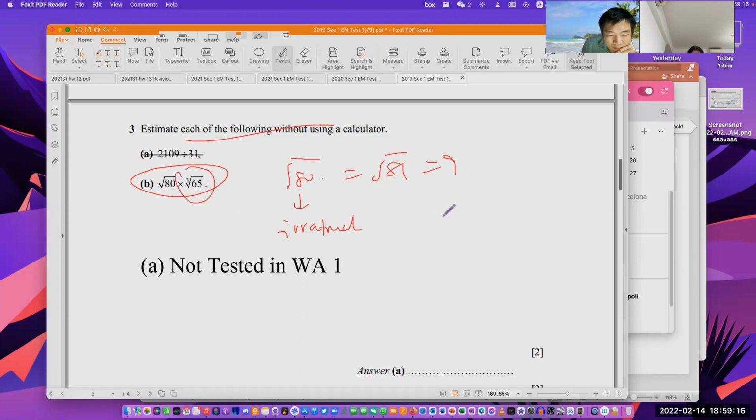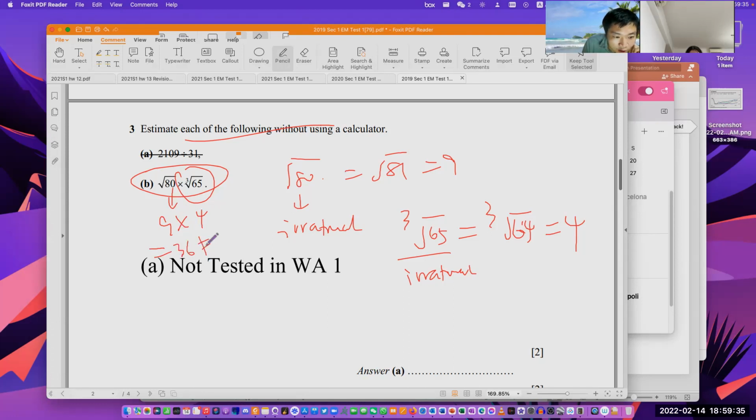So for this one, cube root 65. I think this is also irrational. So what is the closest whole number you can get? 64. So you end up with 4. So this will give you 9 approximation. This will give you 4, so 36. Are you clear? So this is the technique of approximation and estimation. We talked about this last time, right? Okay. Are you clear?